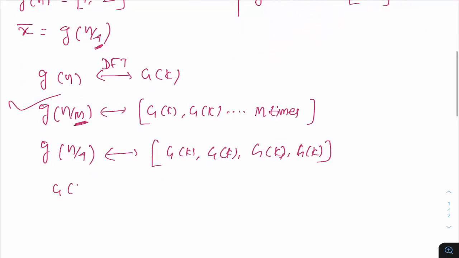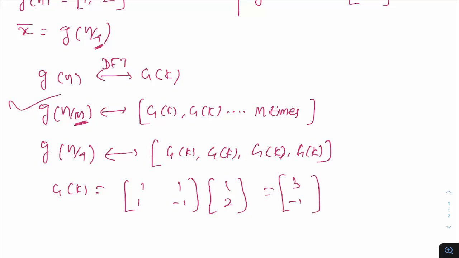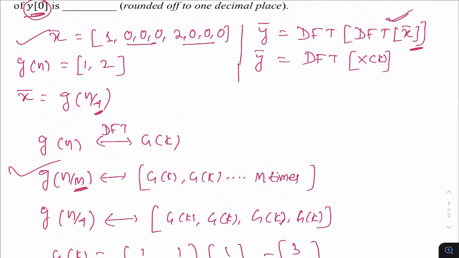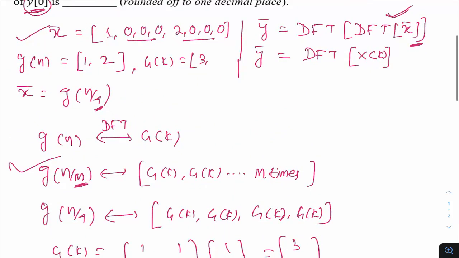So g of n is 1, 2, and G of k will be given by a 2 cross 2 matrix multiplication: 1, 1, 1, minus 1 multiplied by 1 and 2. So this is basically 1 plus 2 is 3, and 1 minus 2 is minus 1. So this is basically 3 and minus 1. That means, as far as this question is concerned, if g of n is 1, 2, its corresponding DFT G of k is 3 and minus 1.